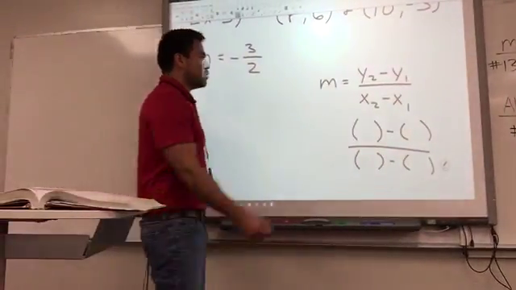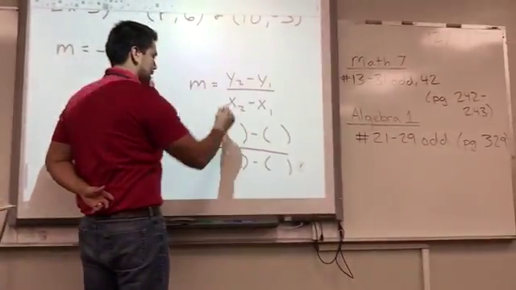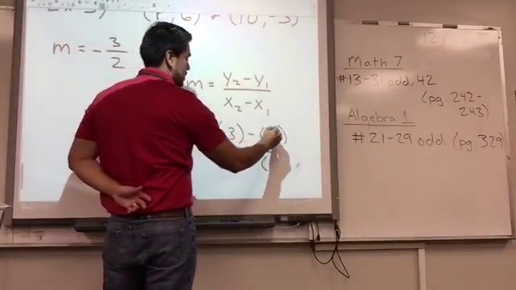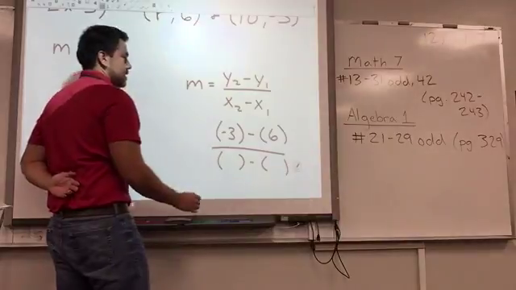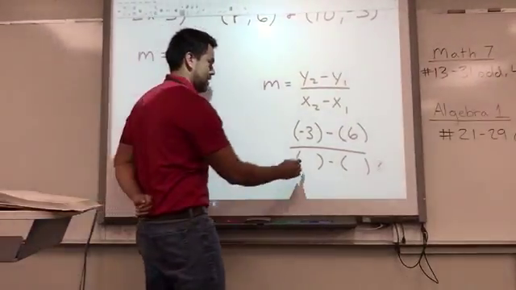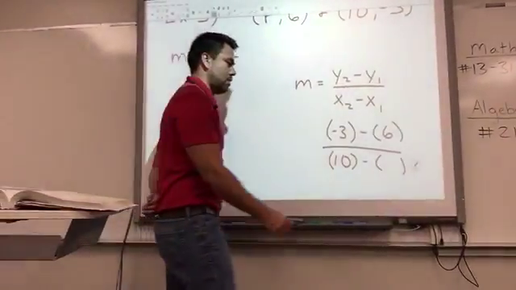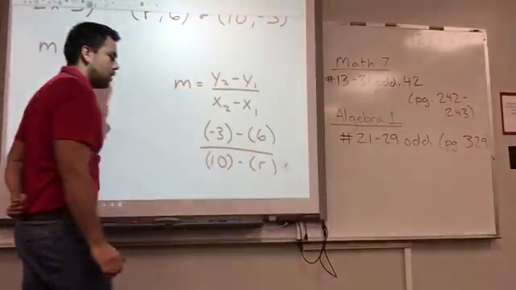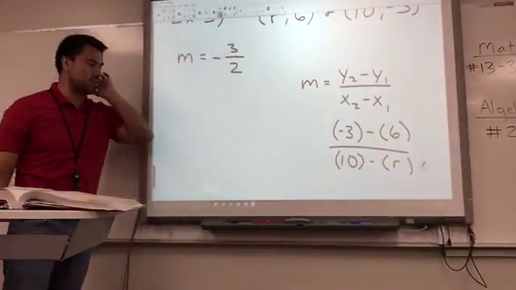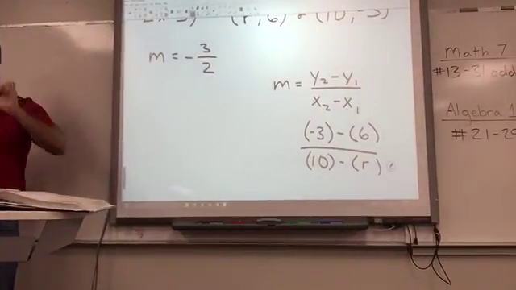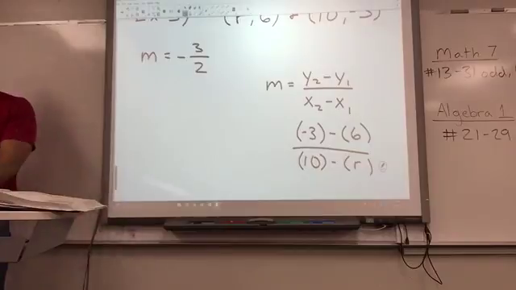Okay, what's y sub 2? Sorry if you can't see it. Negative 3. y sub 1? 6. x sub 2? 10. And x sub 1? r. Okay, so I don't know what r is, but I know it's x sub 1. But there's another vital piece that I do have in this equation. I do know what the slope is.